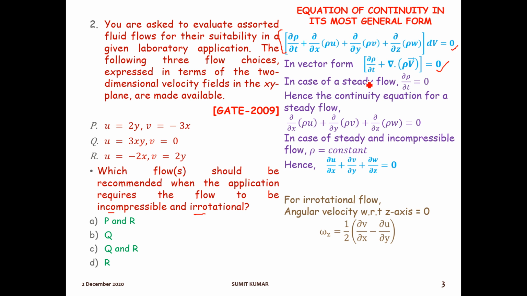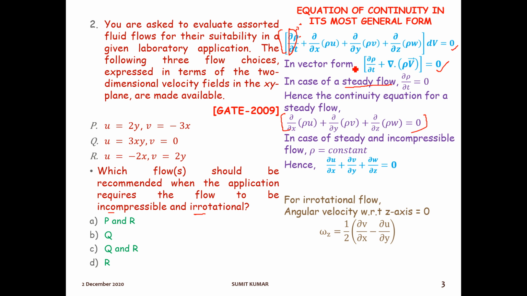So for steady flow, what happens? We know that in steady flow, the flow properties do not change with time, that is, they are constant with respect to time. So in case of a steady flow, this term will be 0, this term will be 0. So the equation of continuity for steady flow will become this one only.